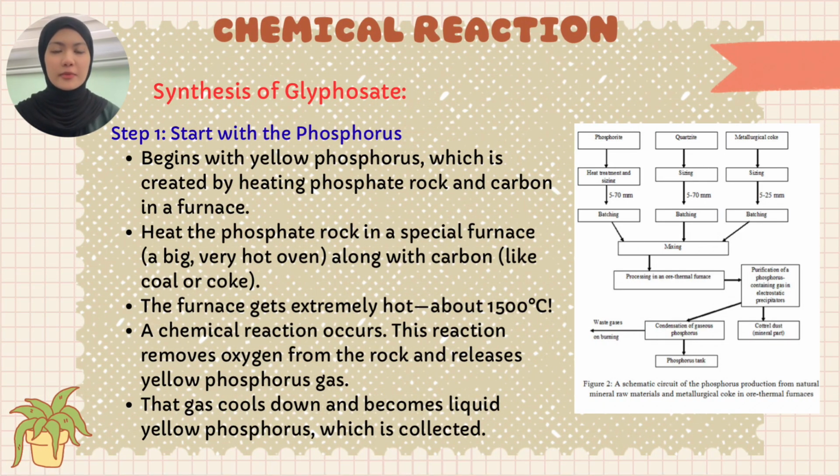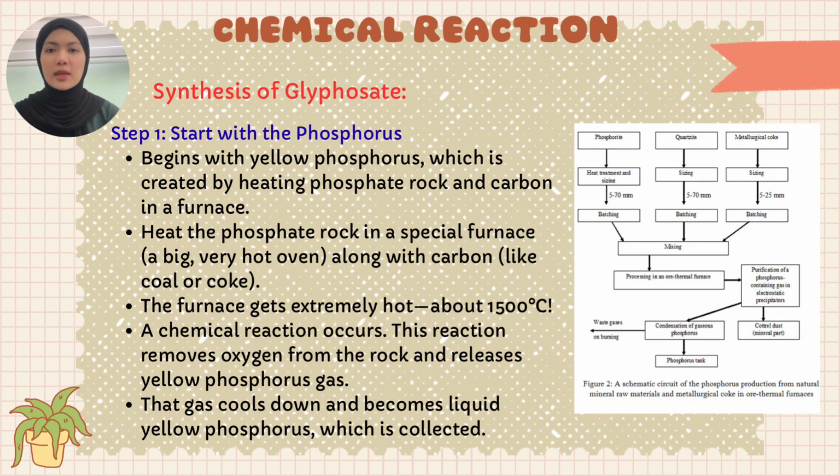Basically, there are a few steps in synthesizing glyphosate. The first step is to begin with yellow phosphorus. To create yellow phosphorus, phosphate rock needs to be heated in a special furnace, which is a big and very hot oven, along with carbon like coal or coke. A chemical reaction occurs that removes the oxygen from the rock and releases yellow phosphorus gas. Then this gas cools down and becomes liquid yellow phosphorus, which is collected.